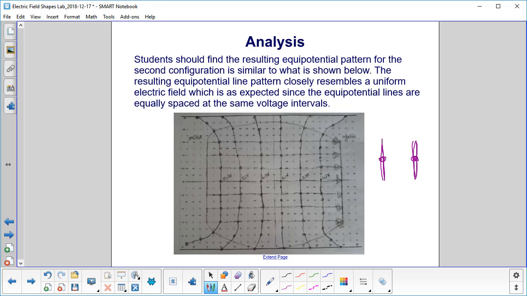This resulting equipotential line pattern closely resembles uniform electric field. We expected that since the equipotential lines are equally spaced at the same voltage intervals. And here they are. And then you can see outside the planes, okay, so here's our conducting paint that simulated one plane. You start getting these edge effects when you get beyond the plane.